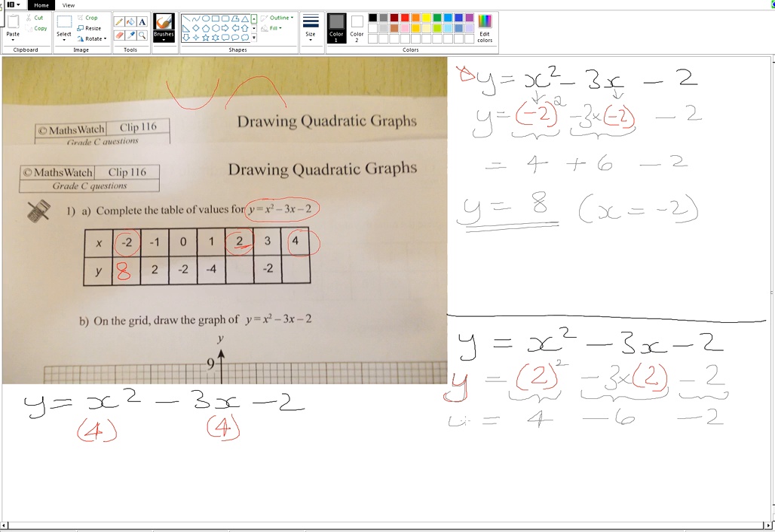Leave it, copy it down. So what's 4 minus 6 minus 2? -4. -4, well done. Why is it -4? Because 4 minus 8 is -4, yeah? It's -8 altogether. -6 minus 2.